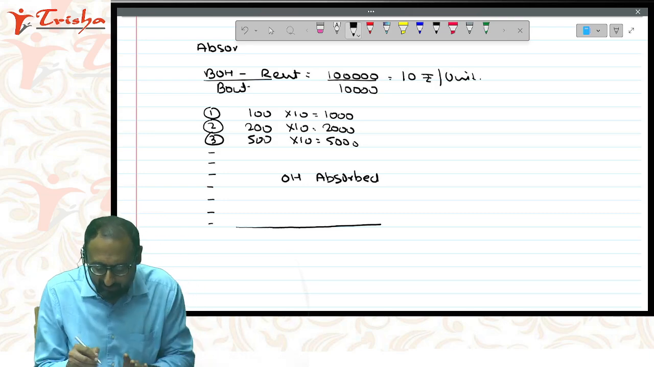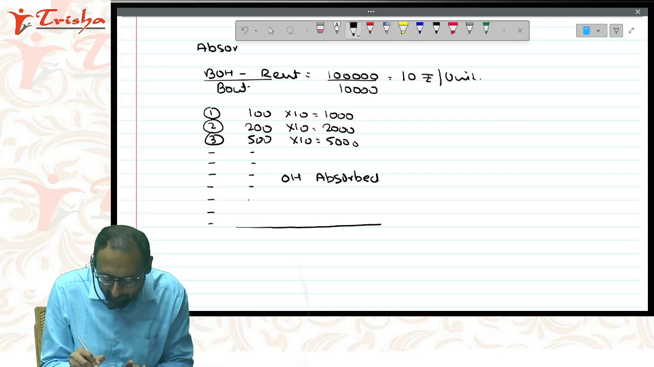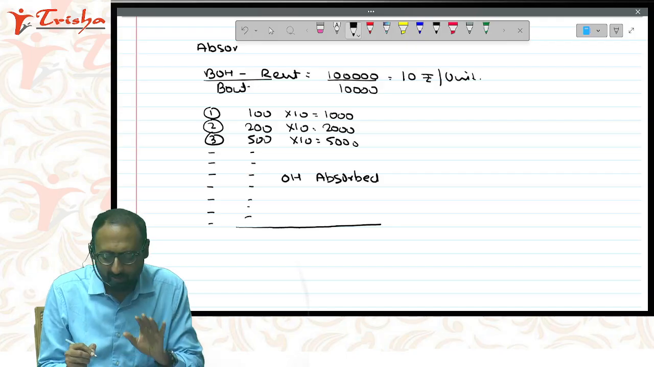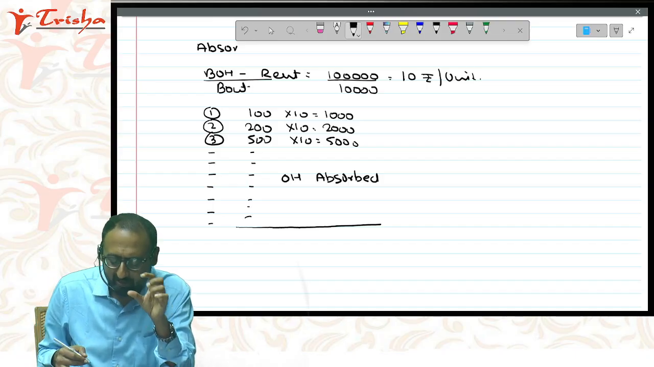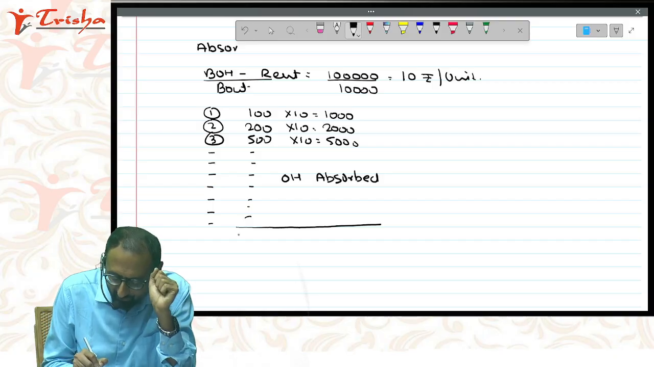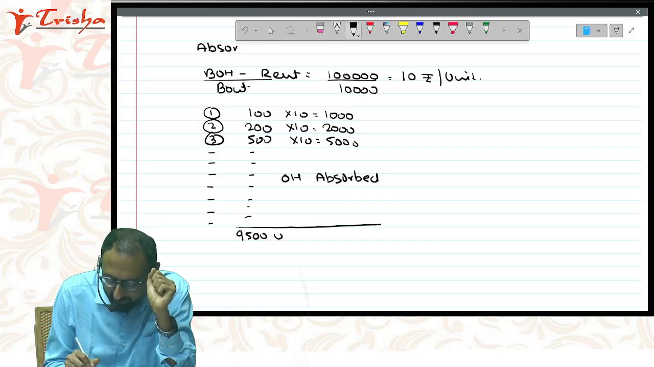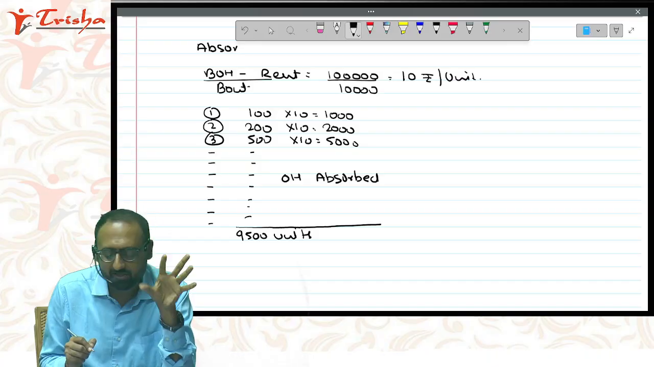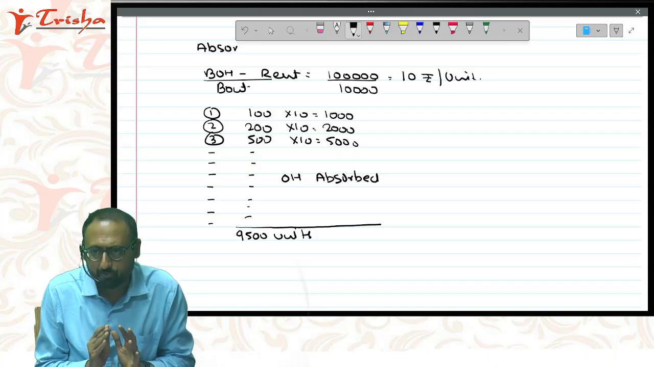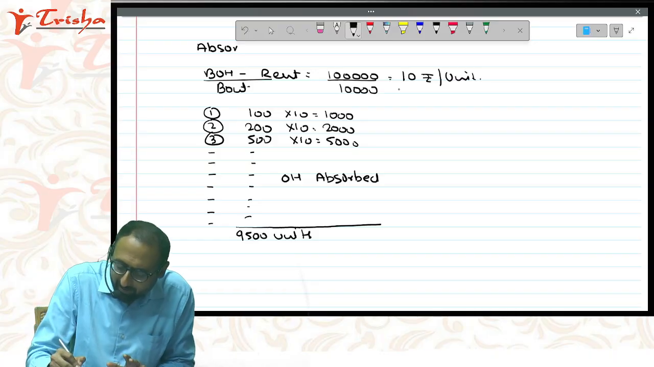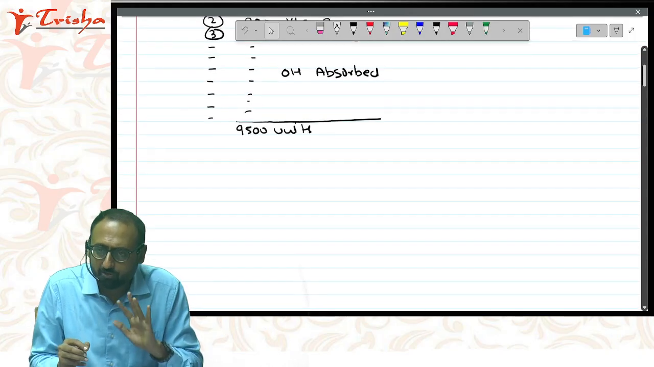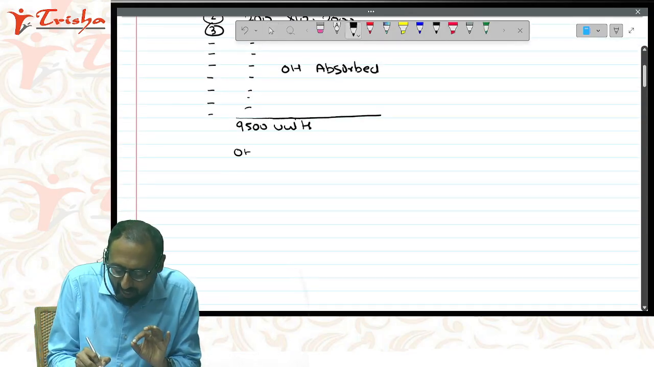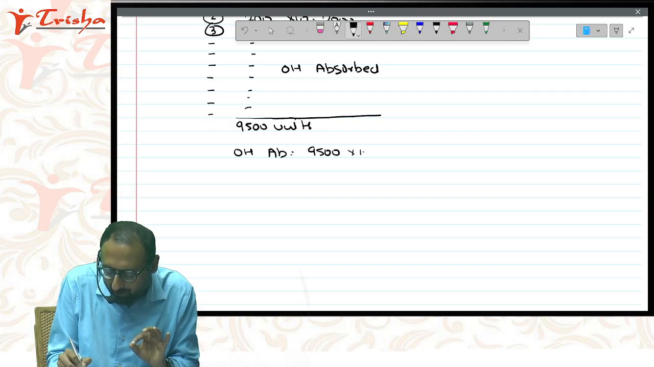So you will check, Sirji, in that month total how many units were produced by you. Now everyone please concentrate. After the end of the month, say for example, you have produced 9,500 units in all. In all those 30 or 31 days, 9,500 units you have produced. What is your predetermined rate? Your predetermined rate was 10 rupees per unit. Now what you will do, simply, overhead absorption is equal to 9,500 multiplied by 10.